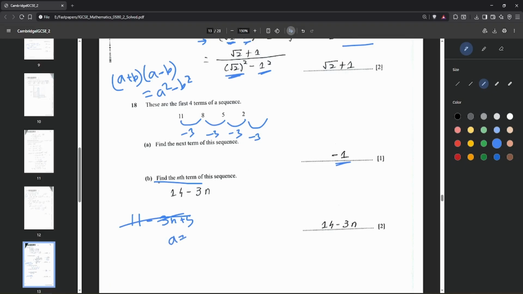We have a equals, this is the first term, 11, then the common difference d is equal to -3, right? Now we have the formula a plus n minus 1 d, right? So we have a of 11 plus n minus 1, and a common difference of -3, and if we evaluate this, we have 11 minus 3n plus 3, which is equal to 14 minus 3n.